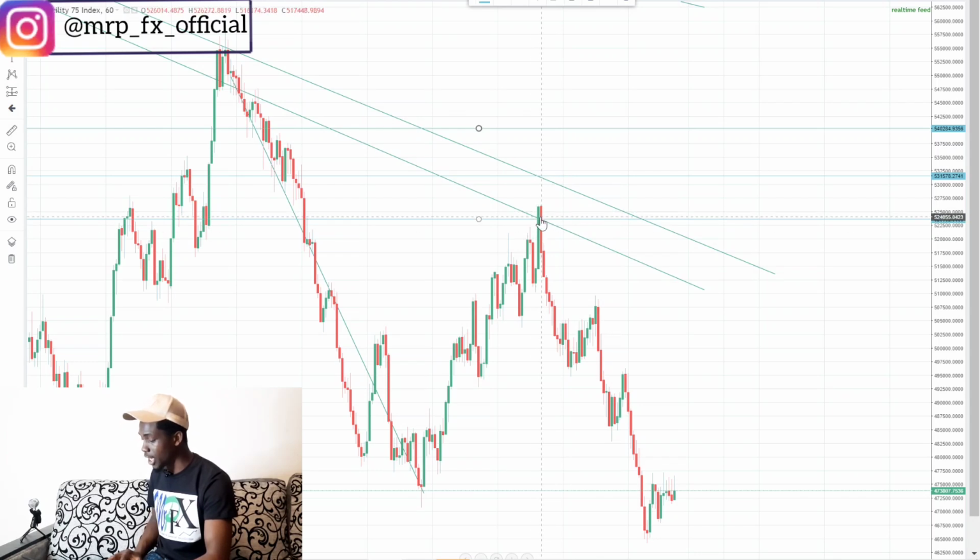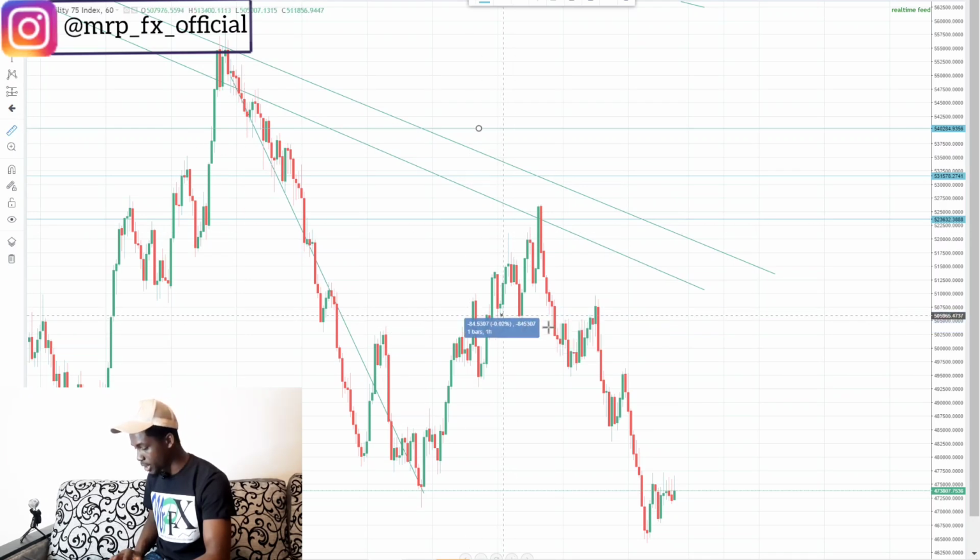So what we are having now is a nice drop down. As it's dropping down, I can simply place my stop loss on the previous lower low just before this, which is at this particular spot here.